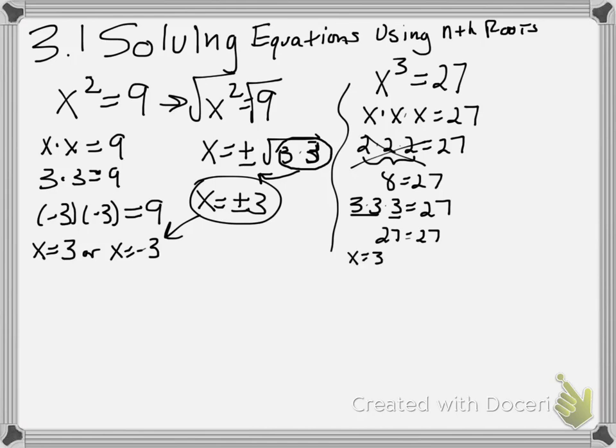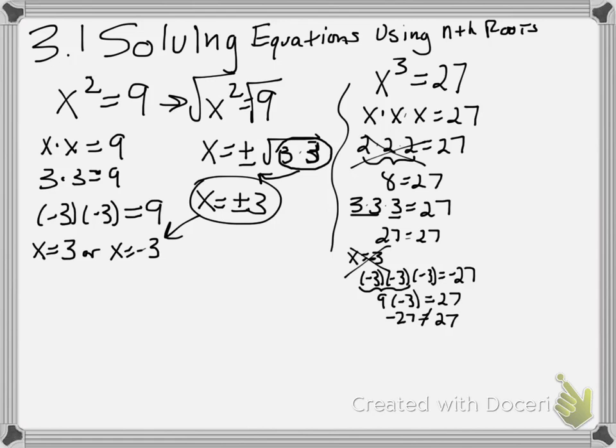Now you might be wondering, what about negative 3? Well, let's try it. If I did negative 3 times negative 3 times negative 3, that's negative 27, not positive 27, because negative 3 times negative 3 is positive 9, but if you multiply it by that third negative factor, that makes it negative 27. So we'd end up with a false statement, negative 27 equals positive 27. So throw that negative 3 out. Negative 3 is not going to work.